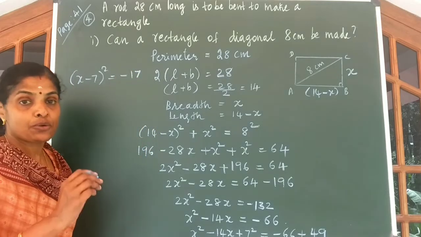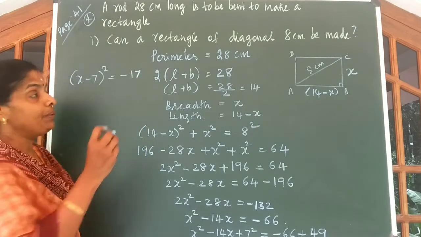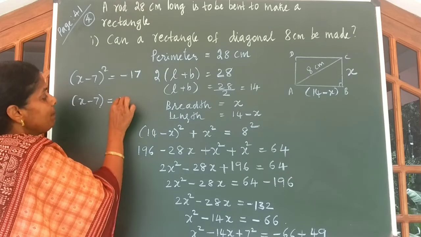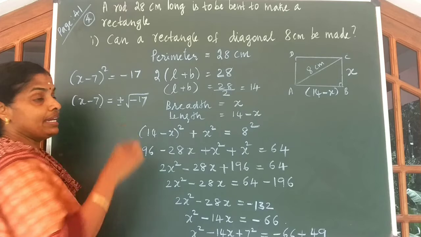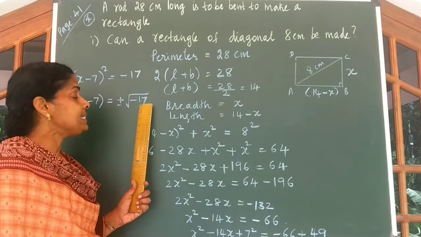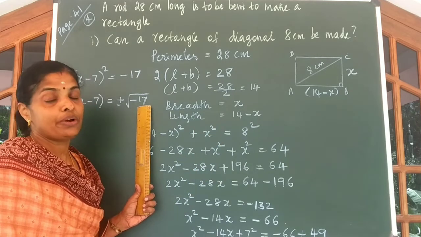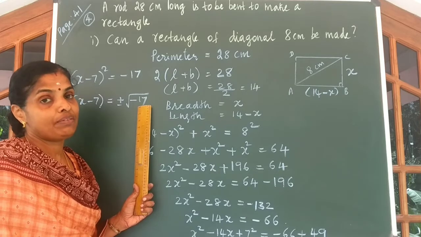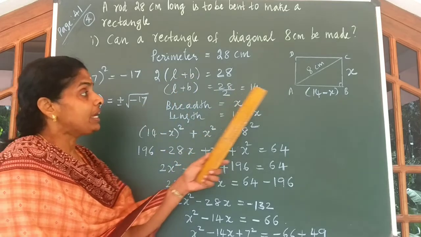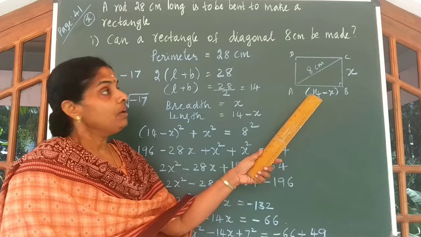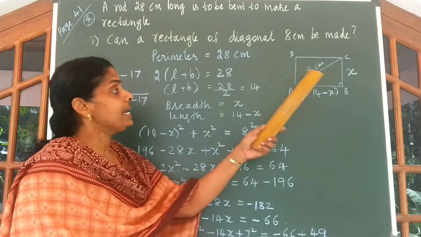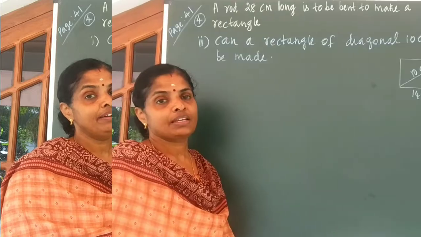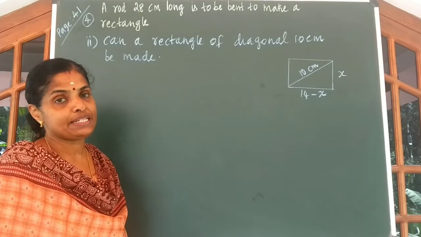Now when you take square root on both sides, you get x minus 7 is equal to plus or minus root 17. Now we know negative numbers do not have a square root. So such a case is not possible. So what can we understand here? We cannot make a rectangle with perimeter 28 and diagonal equal to 8 cm. Is it clear? Look at the second part of the question.